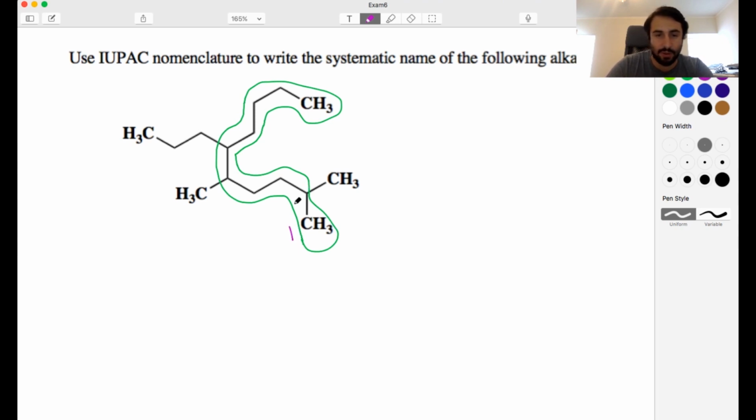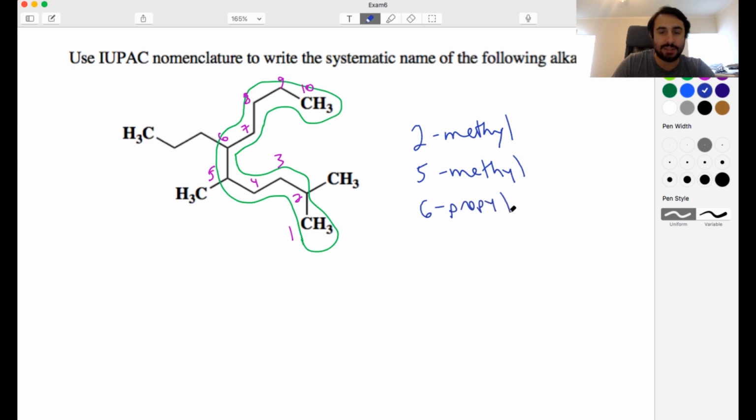So definitely we want to go 1, 2, 3, 4, 5, 6, 7, 8, 9, 10. That's the way we want to number this thing. And so we've got a methyl on carbon 2, we've got a methyl on carbon 5, and we've got a propyl on carbon 6.